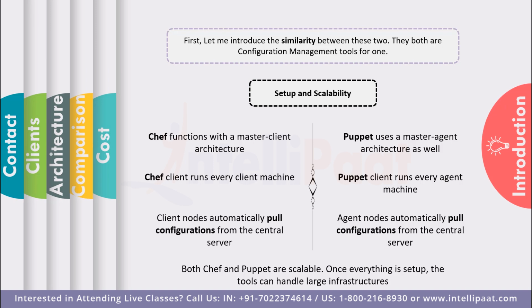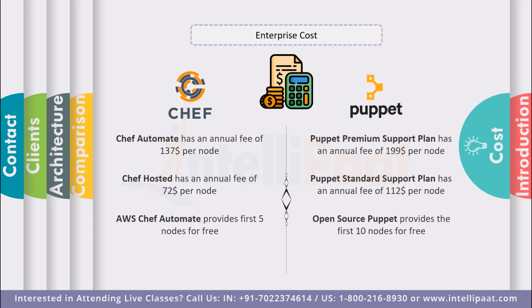Chef and Puppet are already scalable. Cloud tools like AWS and Azure can give you a lift on the scalability basically, because obviously they are the world's largest cloud providers and they are really scalable and flexible. Moving on to the cost.